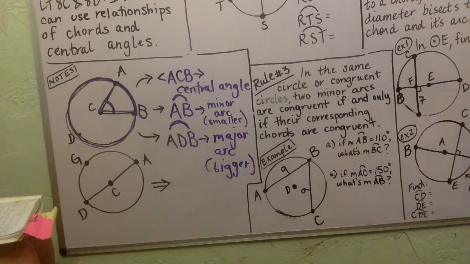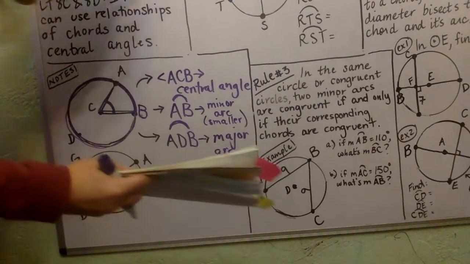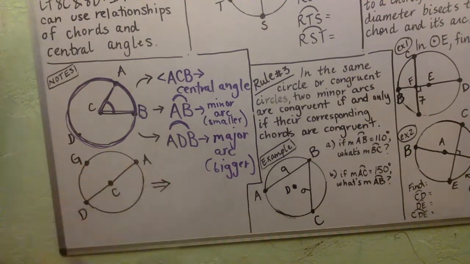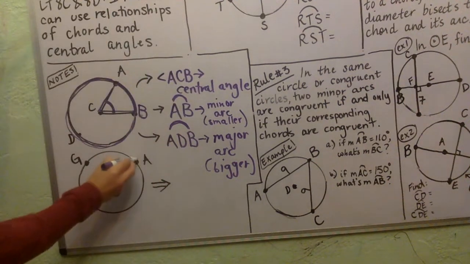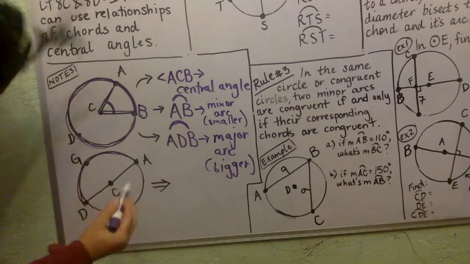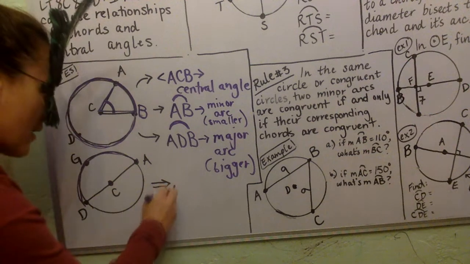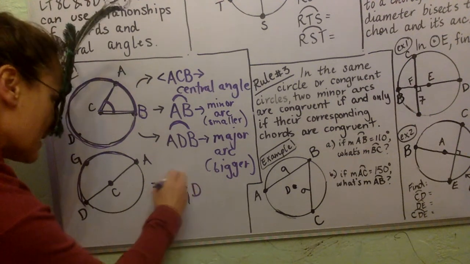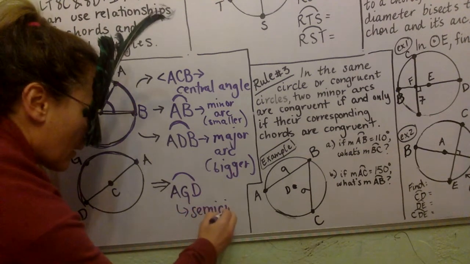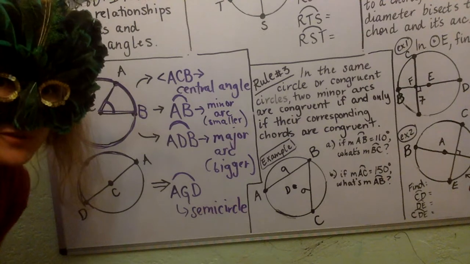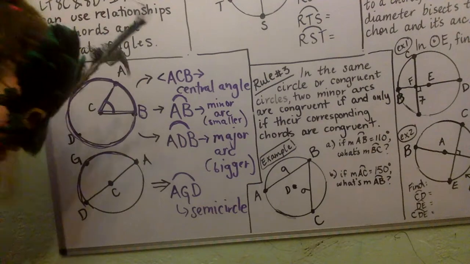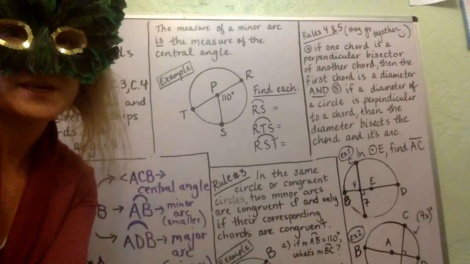All right, and so then the other thing that we have here, if you can see on this little circle down here, is if we were talking about the arc from A to G to D, do you see how AD, of course, is a diameter? So the arc AGD, that whole thing, is a semicircle. In other words, it's a half circle, because a diameter slices the circle into halves. Okay, so let me bring us up here next.